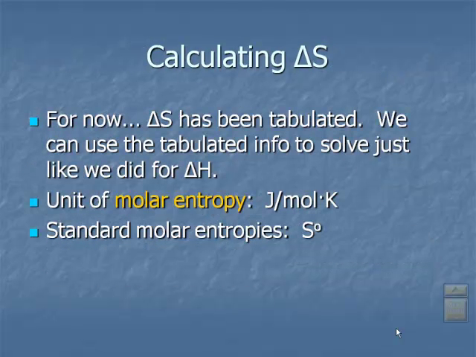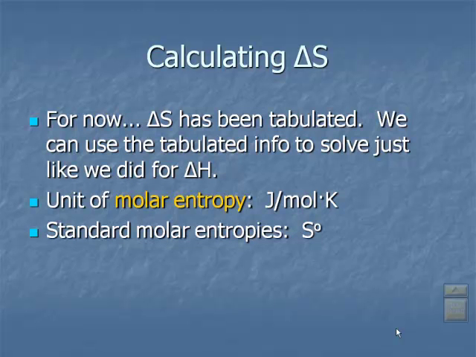So in a lab, for now, you just need to realize that delta S has already been tabulated for you. You just need to look for that table, which is in the back of your book, right there along with all of your other enthalpies and everything. It's in Appendix C, and Appendix C for me starts on page 1112.